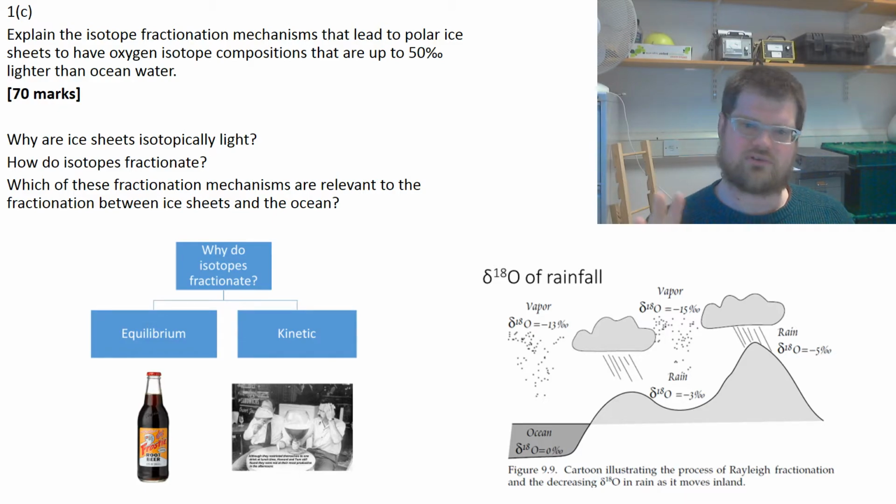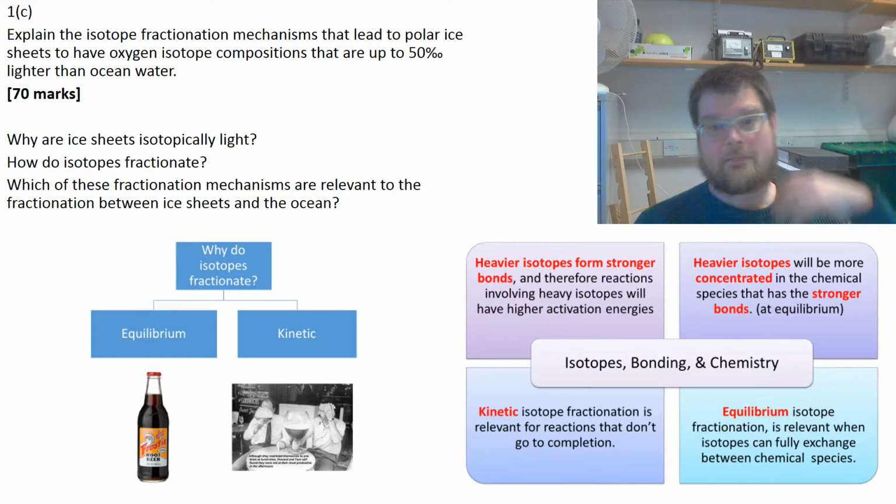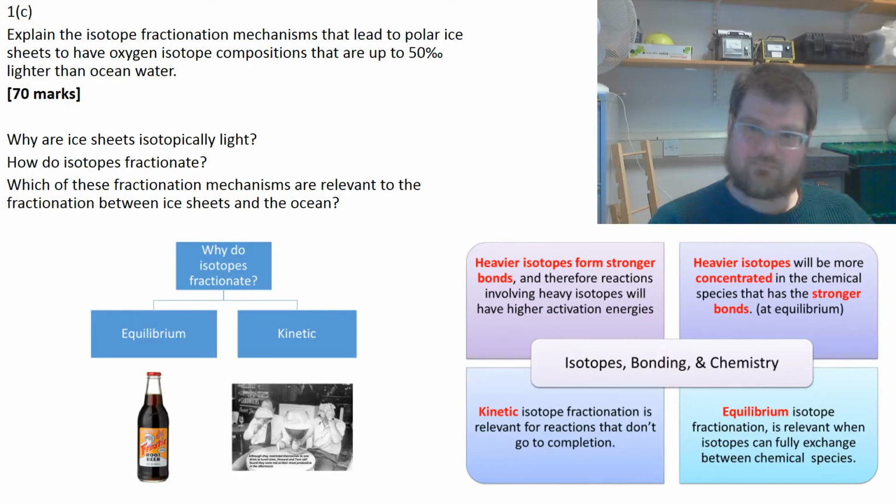So in some cases we can also have a small kinetic isotope fractionation. We'll come on to that later on. If this is all that you knew or can remember from the lectures, you could have just said, well, we're going to have equilibrium isotope fractionation, and heavier isotopes tend to form stronger bonds, and heavier isotopes are concentrated in phases which have stronger bonds at equilibrium. That level of explanation would have been good. That would have got some marks.